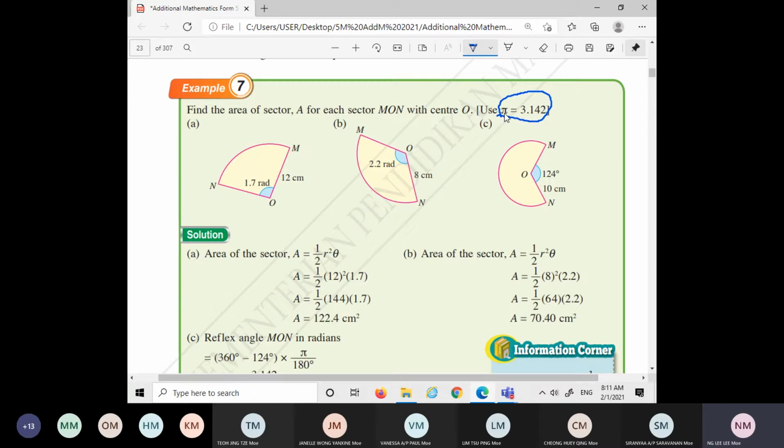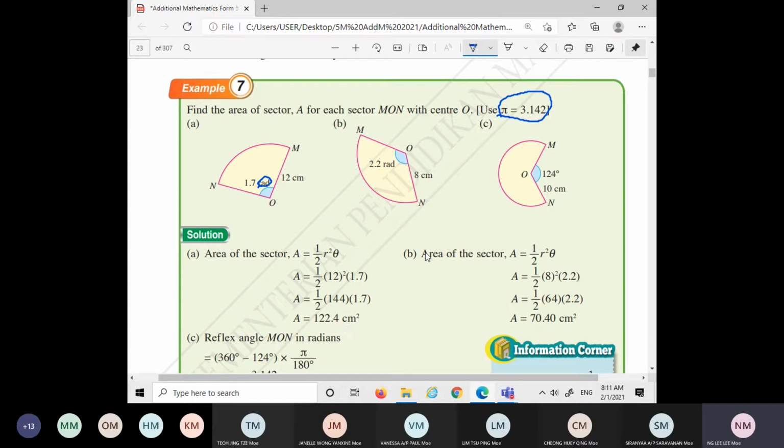We just use the formula, half r square theta. r is the radius. Look at A. The radius given here is 12, so you put 12. The theta must be in radian, and this one in A is in radian, very good. You don't need to do the conversion. So just plug in 1.7, press the calculator, and you will get this answer.